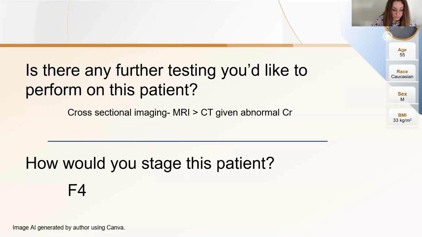In this case, basically for staging purposes, for our patient, we have enough information to confidently say that the patient has reached stage 4 cirrhosis. However, this patient definitely needs cross-sectional imaging to evaluate the liver parenchyma and exclude hepatocellular carcinoma.